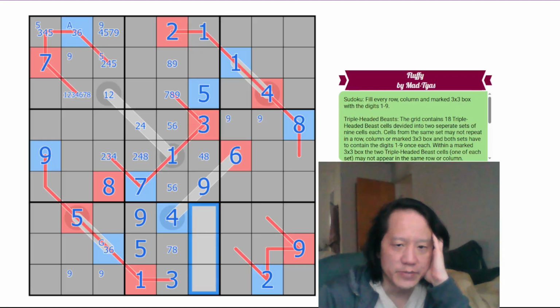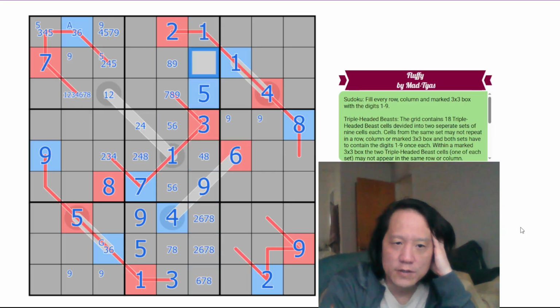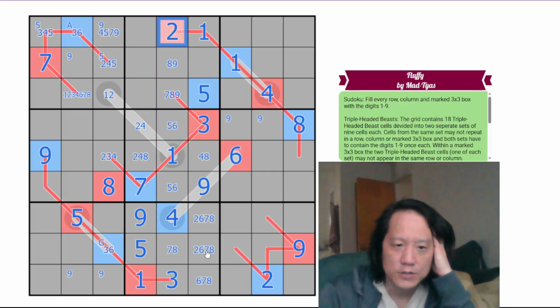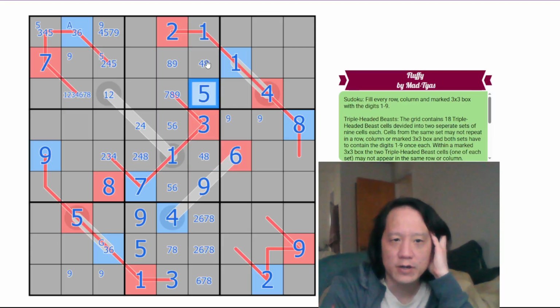Remaining digits in box 8 are 2, 6, 7, 8. 2 can't be here. This cell can be 2, 4, 6, 7, 8, but 6 is guaranteed here, so this can't be 6. 2 is one of these. 2 can't be here because of 2 in the box. So no 2 or 6. This is 4, 7, or 8. This 7 eliminates 7 here. So this just becomes a 4, 8 pair.